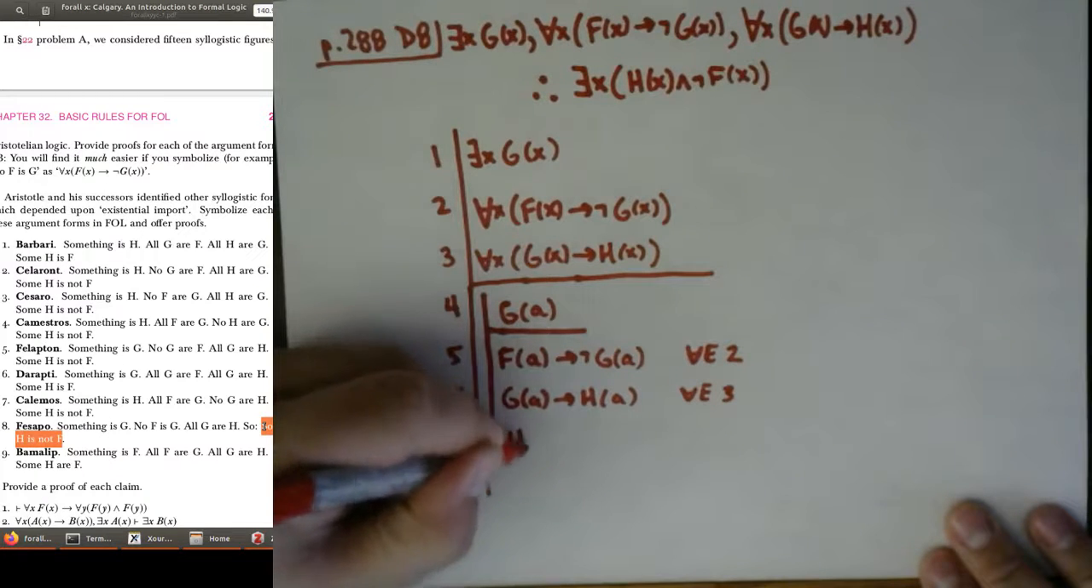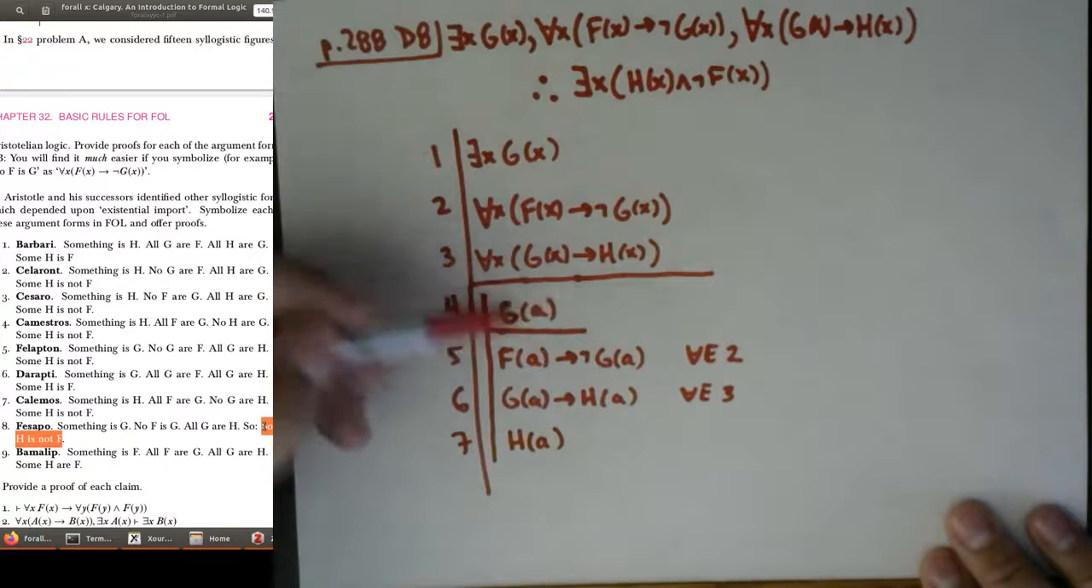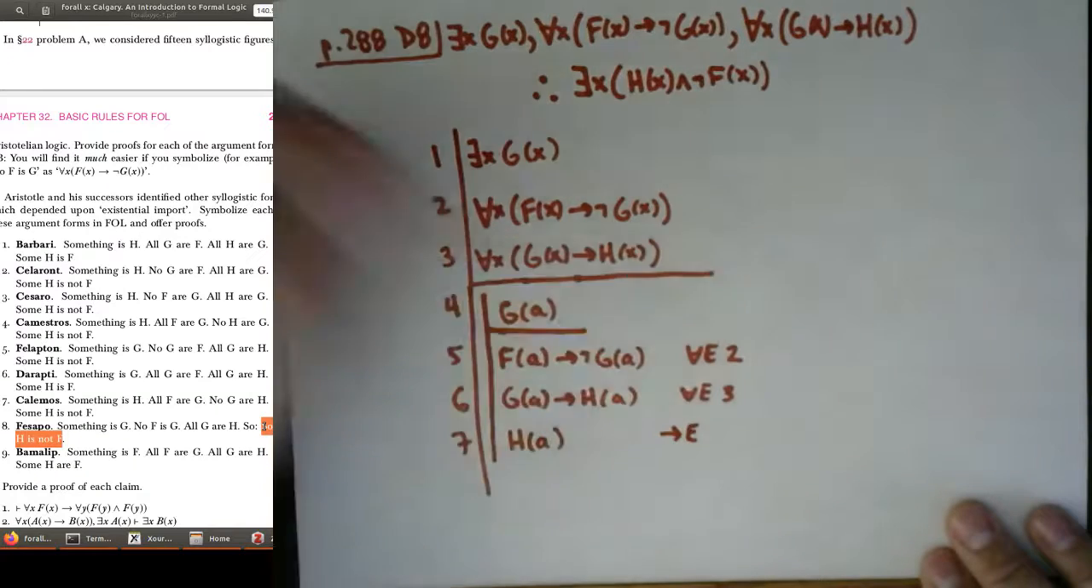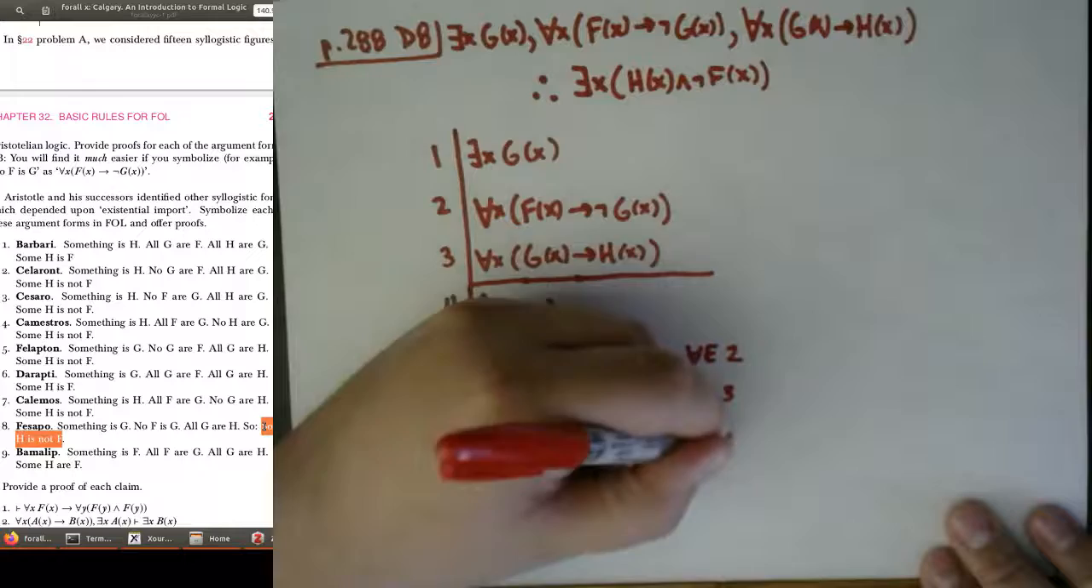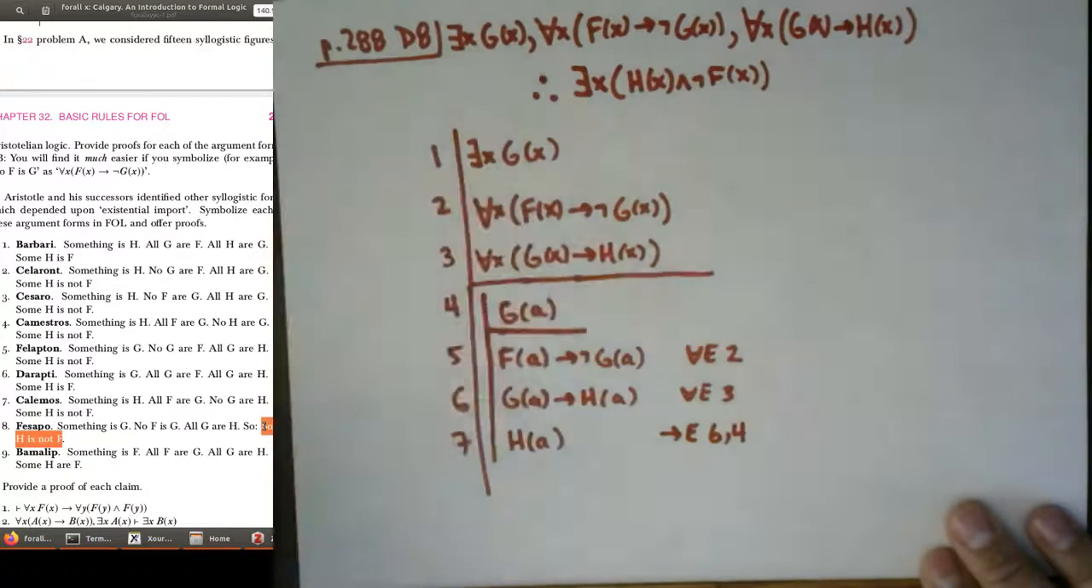So we get H of A. Now, where am I getting that? Well, I'm using the assumption G of A and I'm plugging it into that implication. So that's implies elimination. I cite the implication, and then I cite the left side of that implication. So in this case, line 4. So H of A, no problem.